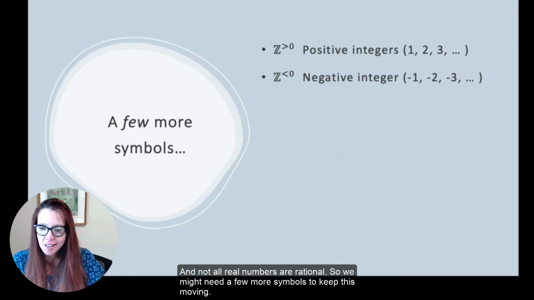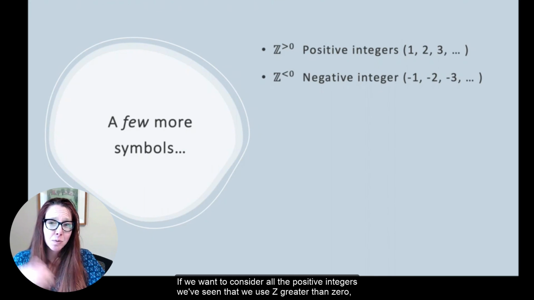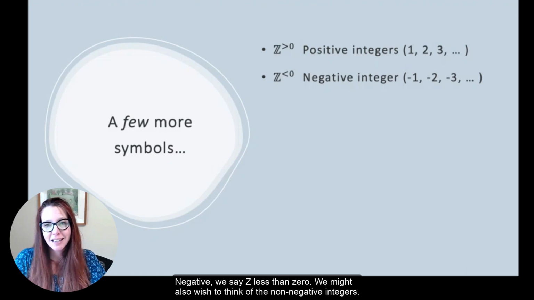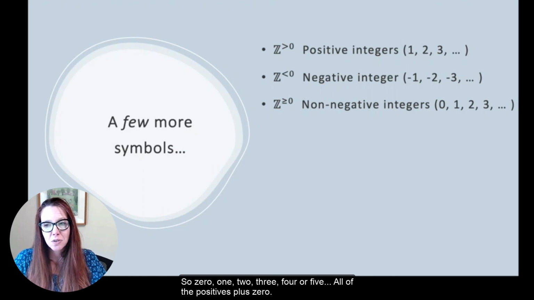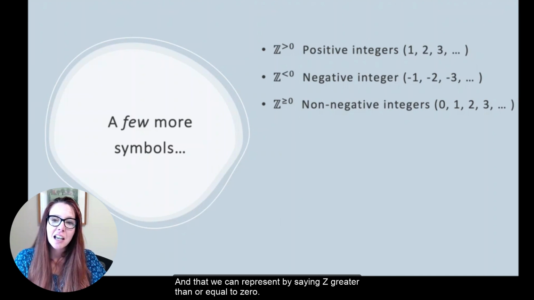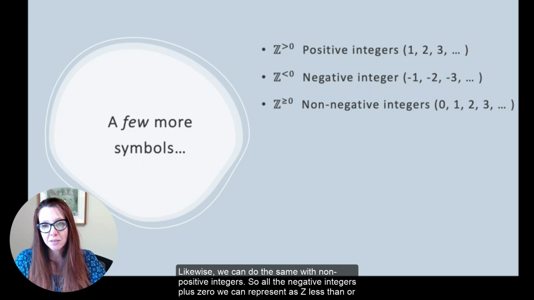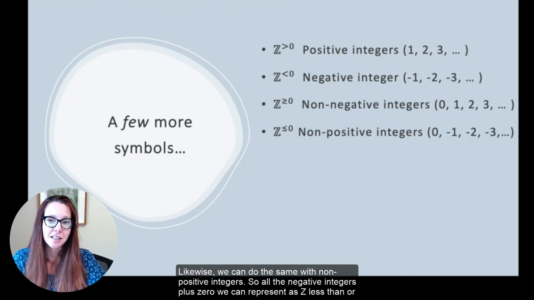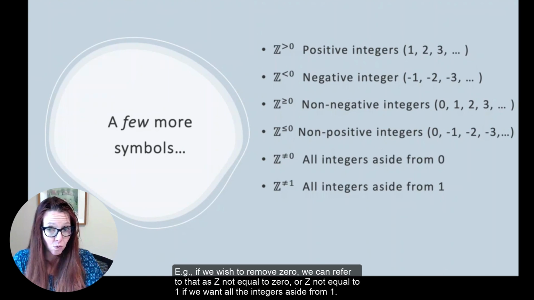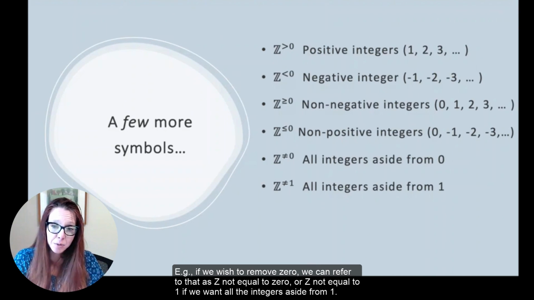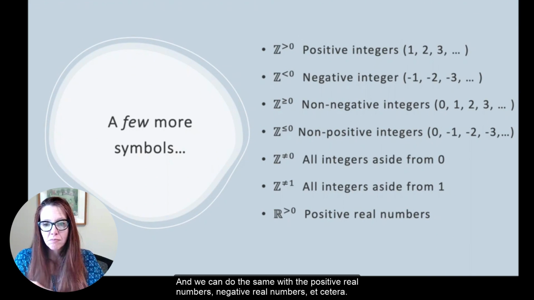So we might need a few more symbols to keep this moving. If we want to consider all the positive integers, we've seen that we use Z greater than 0, negative, we say Z less than 0. We might also wish to think of the non-negative integers. So 0, 1, 2, 3, 4, 5, all of the positives plus 0, and that we can represent by saying Z greater than or equal to 0. Likewise, we can do the same with non-positive integers. So all the negative integers plus 0, we can represent as Z less than or equal to 0. If we want to include all integers apart from 0, if we wish to remove 0, we can refer to that as Z not equal to 0, Z not equal to 1 if we want all the integers aside from 1. And we can do the same with the positive real numbers, negative real numbers, etc.